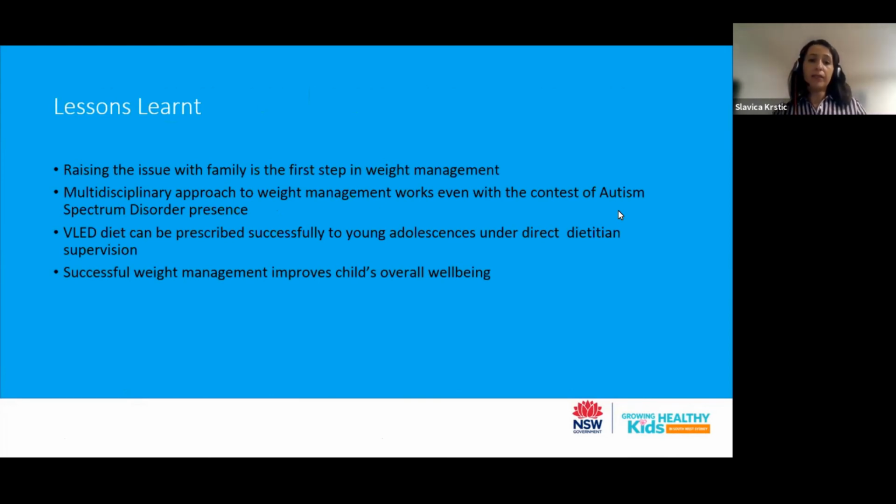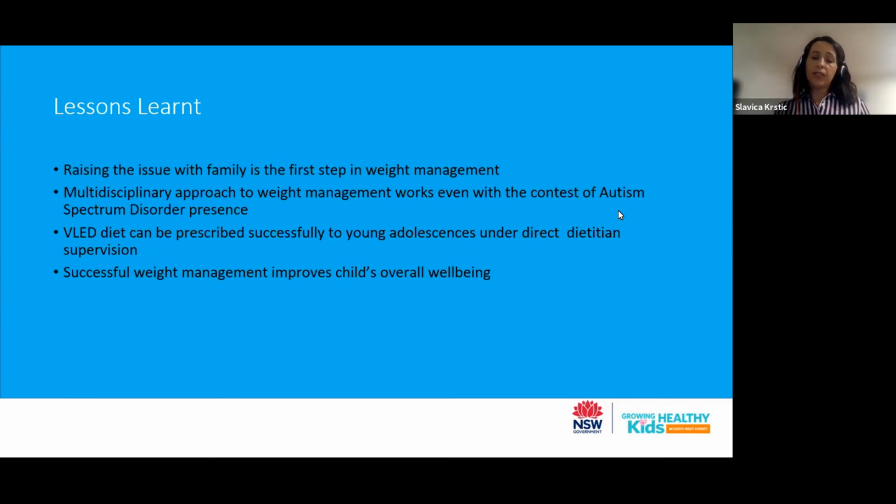This family has actually been referred to us simply by someone raising the issue with them. They didn't go to the service and ask for it. A multidisciplinary approach to weight management works even in the context of autism spectrum disorder, so it can be successful. And we know that a VLED, a very low energy diet, can be prescribed successfully to young adolescents, but they need that direct dietitian supervision.